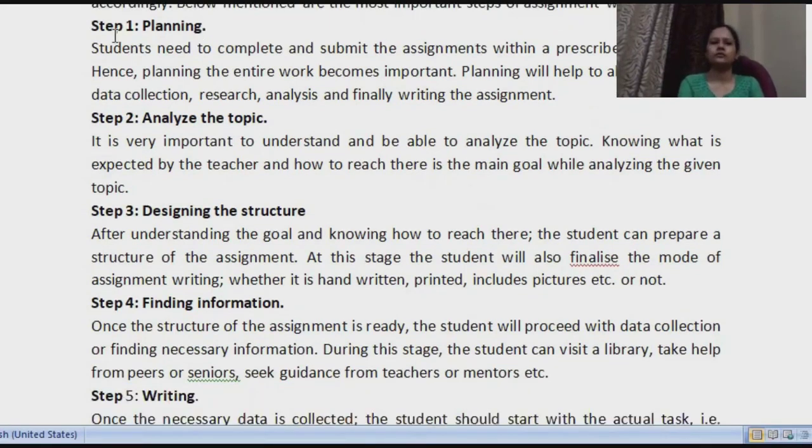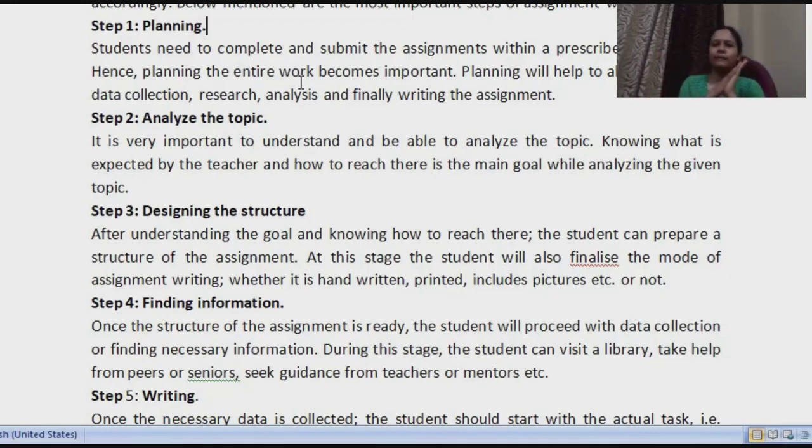Yes, the steps. So the first one is planning. So you need to plan it. Why is planning important? Because you need to complete as well as submit the assignment within a prescribed period. You do not have 2-3 years, but within a given time frame you need to submit it. Hence, the entire work becomes very important. Planning will help to allocate time for data collection, research, analysis, and finally writing the assignment. Take for example, you got the assignment. Maybe tomorrow you have some function at your home. You cannot give any time.